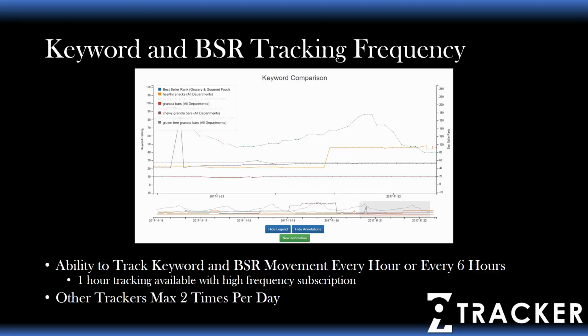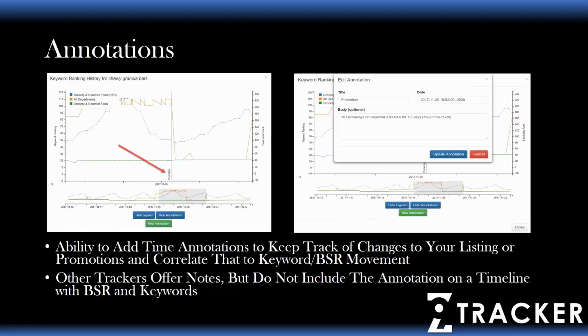All right, so let's move on to our next feature, which is going to be annotations. And I love these. This is awesome. So with this feature, you're going to be able to mark time with any relevant changes to your listing, from a price change to an image change to a title optimization or copy optimization. And then that's going to show up across all of your keyword and all of your BSR graphs, all your combination graphs. And that's going to allow you to correlate the impact that that change is making on your keyword ranking and your BSR ranking.